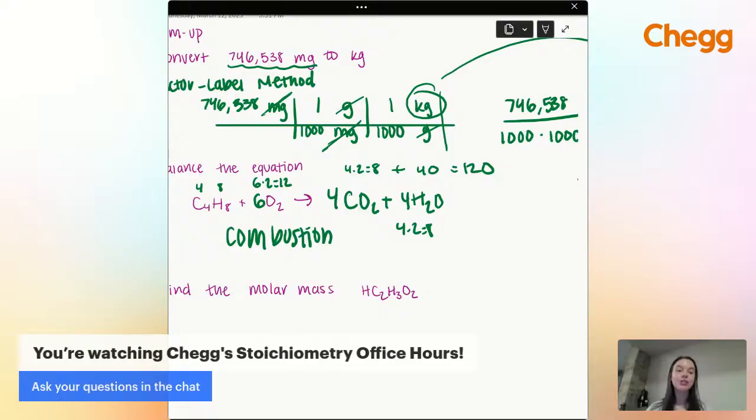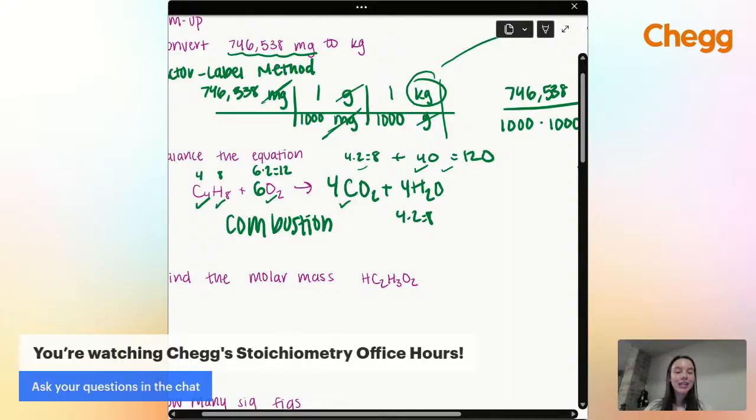And then I want to do one last little final check to make sure everything on the left equals everything on the right, because I'm human and I can make mistakes. I always recommend this if you're taking a chem test. So we have 4 carbons over here, 4 carbons over here, 8 hydrogens over here, 8 hydrogens over here, 12 oxygens. 8 plus 4 oxygens is 12. That is our balanced equation.